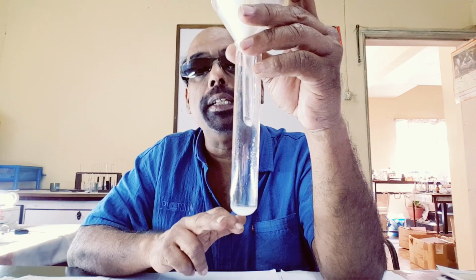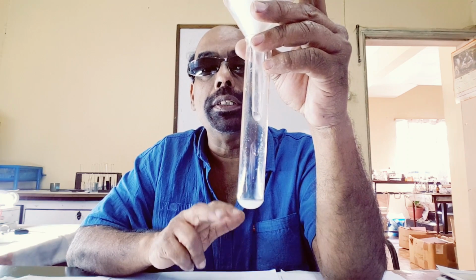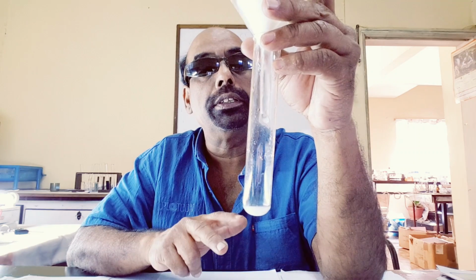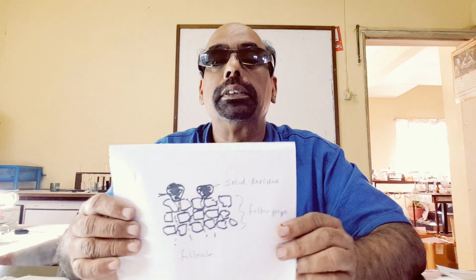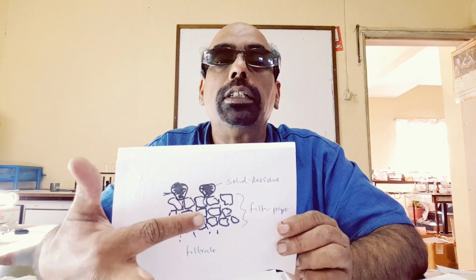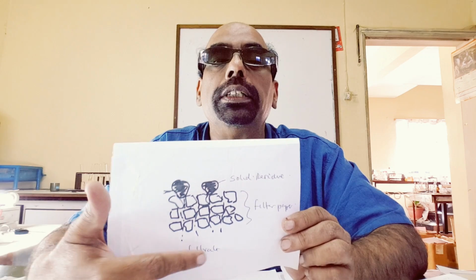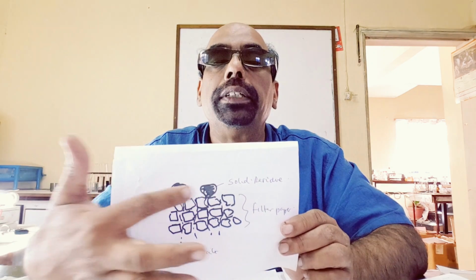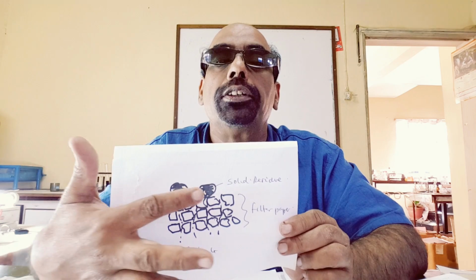The solution must be clear. If the solution is not clear, it has to be filtered a second time. The filter paper acts as a sieve. The liquid passes through the filter paper. This is the filter paper. This is the liquid passing through, the filtrate, and these are the barium sulfate solid particles at the top.